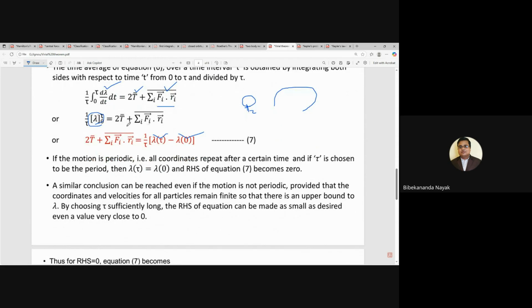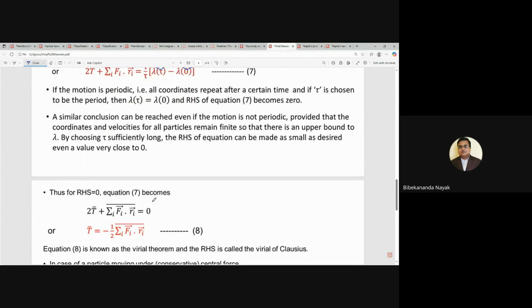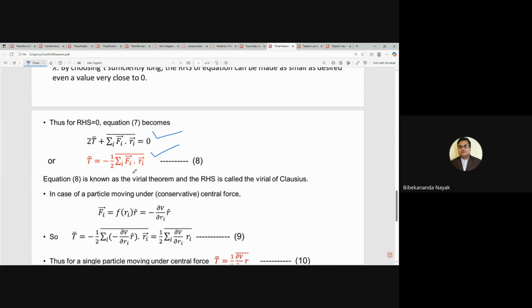So what does it mean? T bar is equal to minus half of the average of Fi dot Ri. This is known as the virial theorem, and the right hand side is called the virial of Clausius. Okay. So it is important for central force motion.